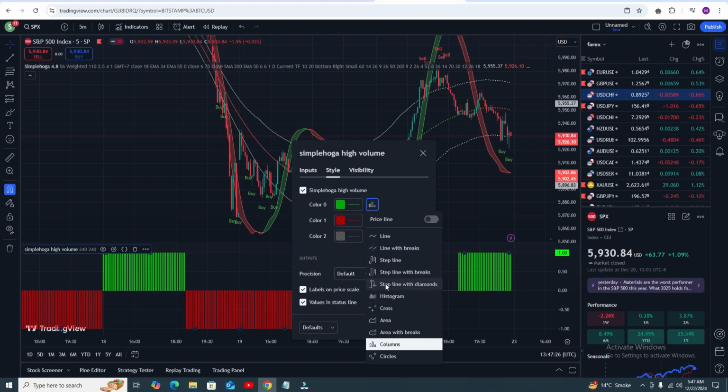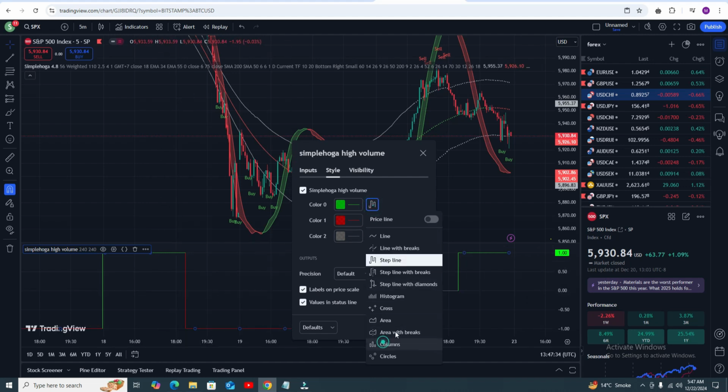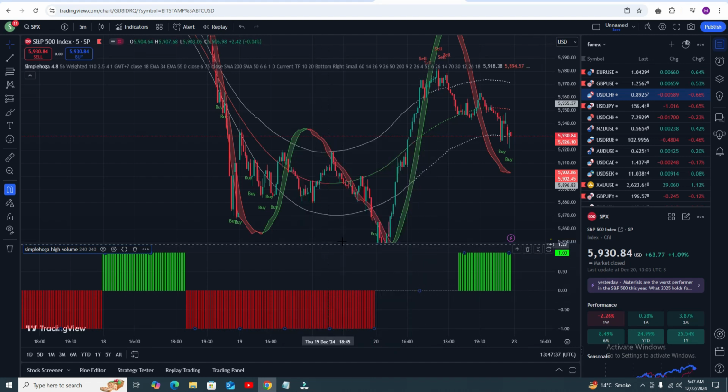If you need, you can check step line. Step line will look like this. Okay, so the column is okay, and the indicator is working perfectly.